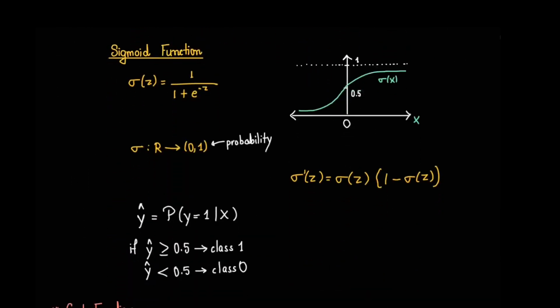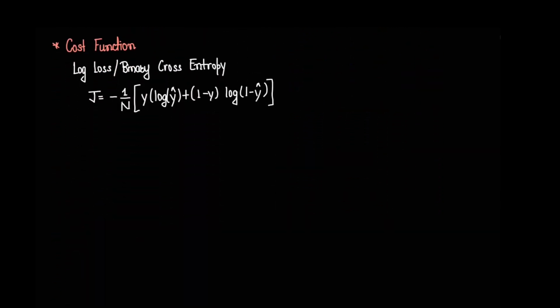So the cost function that we used for binary classification is the log loss or binary cross entropy. It is basically given as minus 1 by n times. Now this y is the true value and this y hat is the predicted value by our model. This 1 minus y is the probability that it would belong to class 0, and this 1 minus y hat is our model's predicted probability of it belonging to class 0.